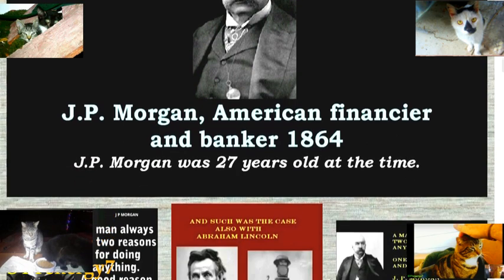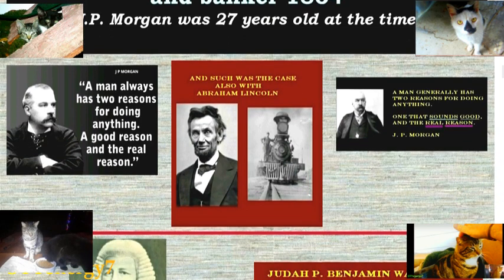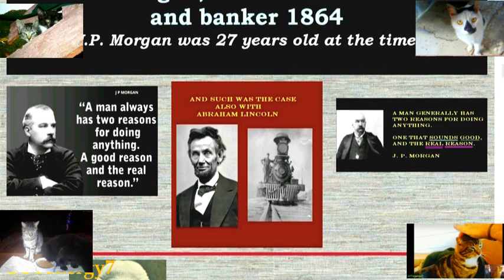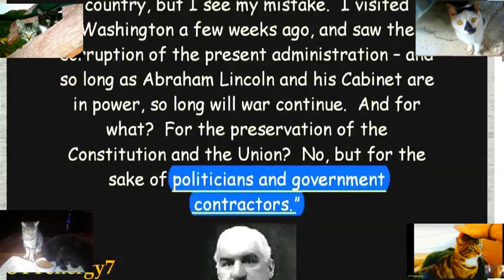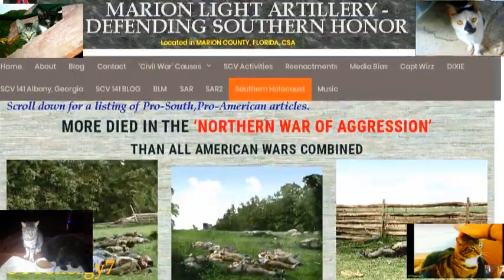Now, this is a picture of J.P. Morgan when he was older, but he stated this back in 1864, when he was only 27. So you got to watch. A man always has two reasons for doing anything: a good reason and a real reason. In other words, you have a reason that sounds good, but then you have the real reason. Usually it's money.